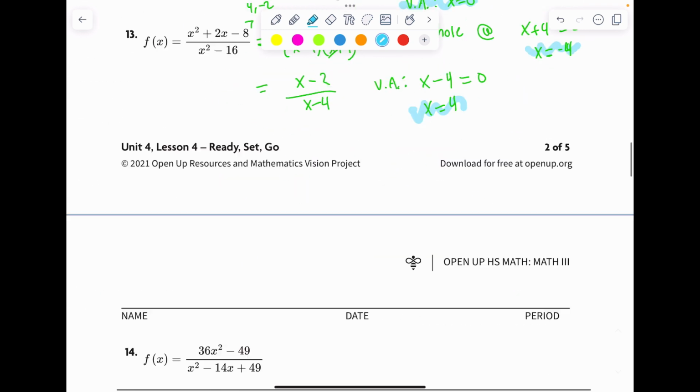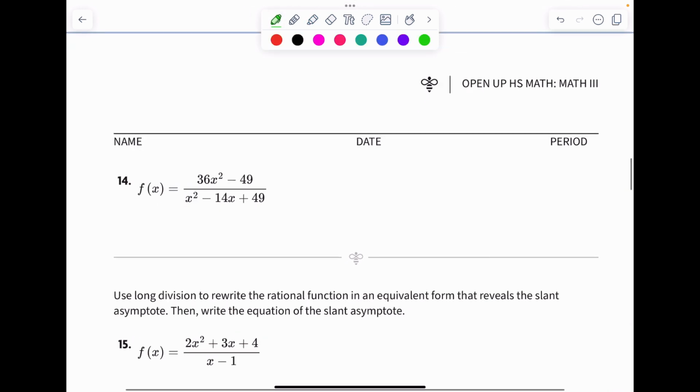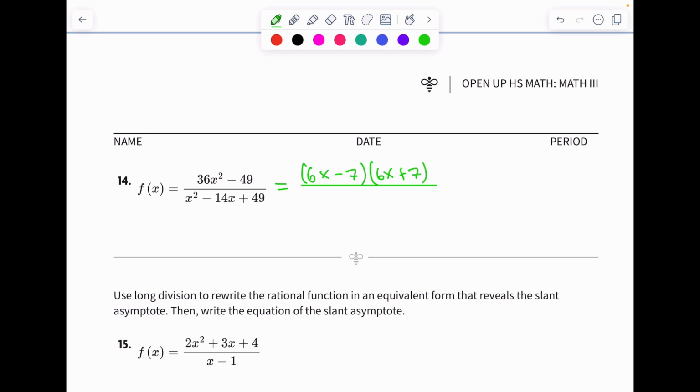Okay, 14 looks interesting. Let's do it. I can see that the top is also considered to be a difference of squares, if I'm not mistaken. So we see that this can be thought about as 6x minus 7, 6x plus 7. Let me just make sure that that's accurate. So we get 36x squared.